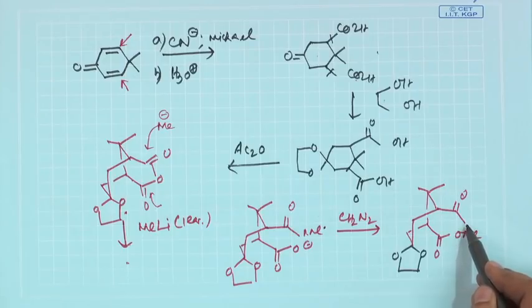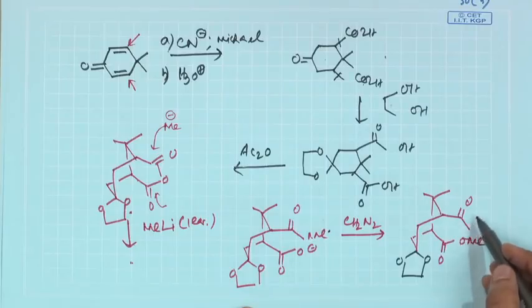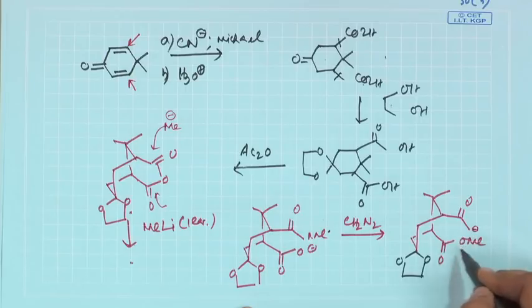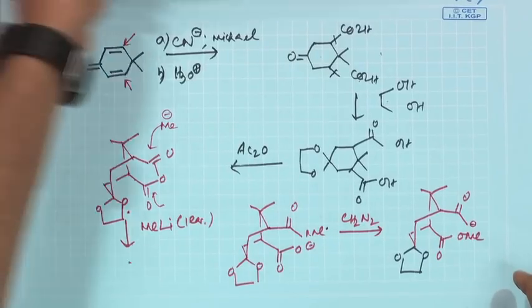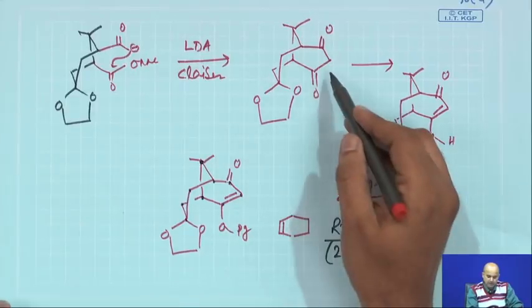Now, this carbonyl compound has an acidic hydrogen, so it can undergo a simple Claisen-type condensation. You put a minus here, it reacts with this to give you the diketone. Once this diketone is formed, you can easily enolize it, and you can get the corresponding enol ether, which we have talked about earlier.